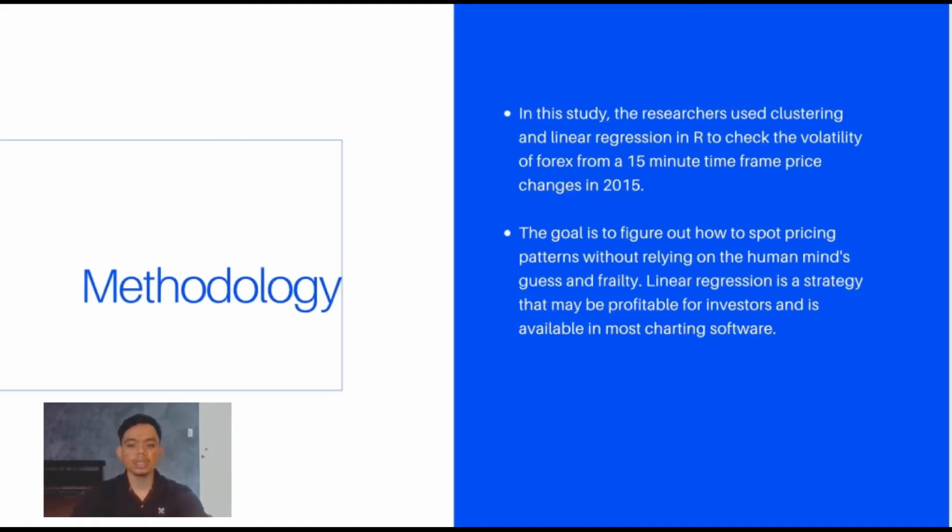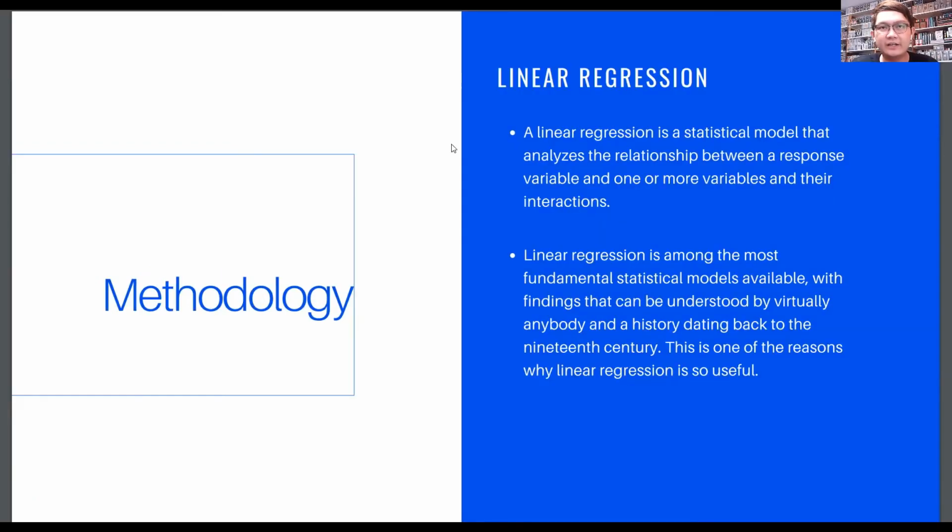Linear regression is a strategy that may be profitable for investors and is available in most charting software. A linear regression is a statistical model that analyzes the relationship between a response variable and one or more variables and their interactions. Linear regression is among the most fundamental statistical models available, with findings that can be understood by virtually anybody and a history dating back to the 19th century. This is one of the reasons why linear regression is so useful.